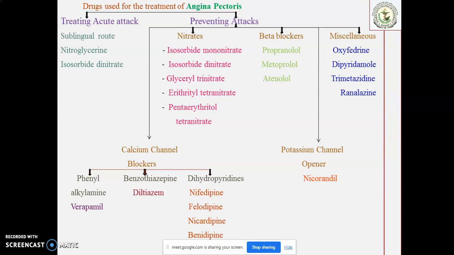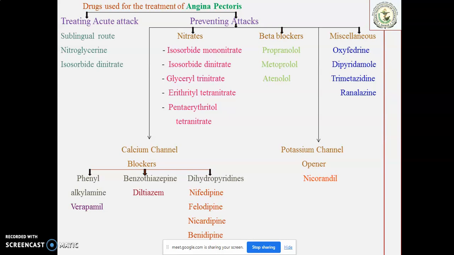And major drugs in this class are nitroglycerin, isosorbide dinitrate. And again some other nitrates: isosorbide mononitrate, isosorbide dinitrate, glyceryl trinitrate, erythritol tetranitrate, pentaerythritol tetranitrate. So this part is also easy to remember: mono, di, tri, tetra and penta. Some easy words are there so that we can correlate and memorize that.